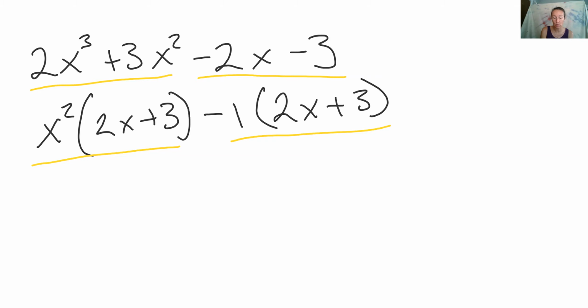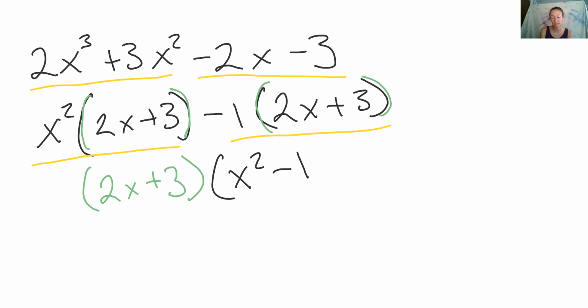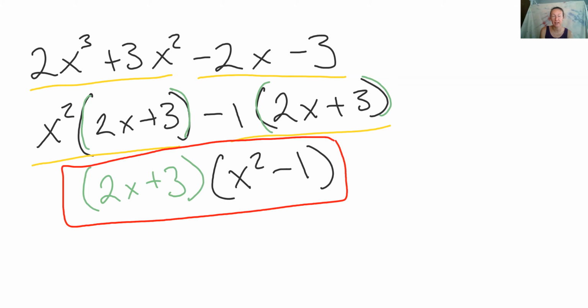So we can pull that 2x plus 3, it is in both terms. We can factor that out to the outside. And we've got 2x plus 3. What's left is an x squared minus 1. All right. So this guy here factors nicely. You can see, though, we kind of got lucky with the 2, 3, -2, -3.